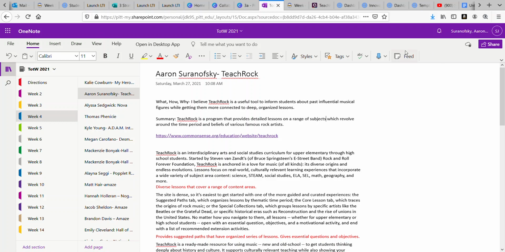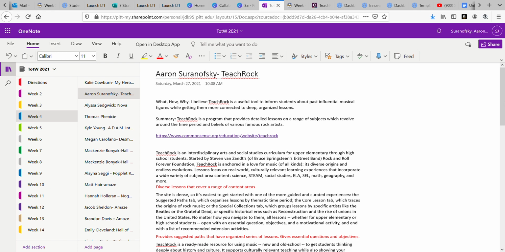So my tool of the week for week 4 is T-Rock. My what, how, why statement is that I believe T-Rock is a useful tool to inform students about past influential musical figures while getting them more connected to deep and organized lessons. My summary is that T-Rock is a program that provides detailed lessons on a range of subjects which revolve around the time period and beliefs of various famous rock artists.